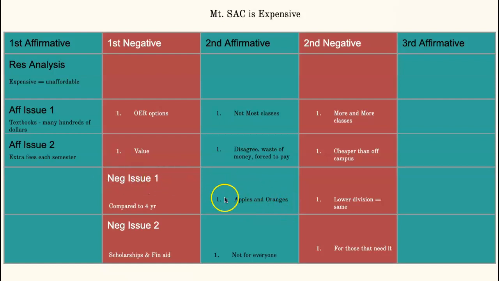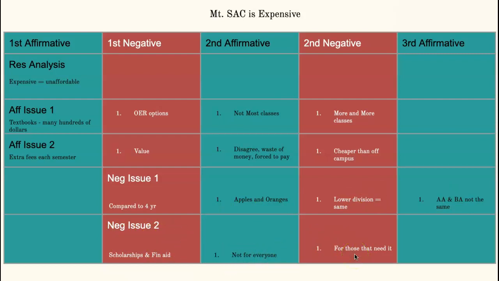on negative issue 1, I said we're comparing apples and oranges. We shouldn't compare 2-year and 4-year schools. My opponent just said, but lower division's the same. But I say an AA and a BA are not the same. That the degree you get at Mount Sac is not the degree you get at Cal State Fullerton. Therefore, we shouldn't be comparing these 2 schools. We should just be comparing community colleges with each other. Therefore, it is expensive.